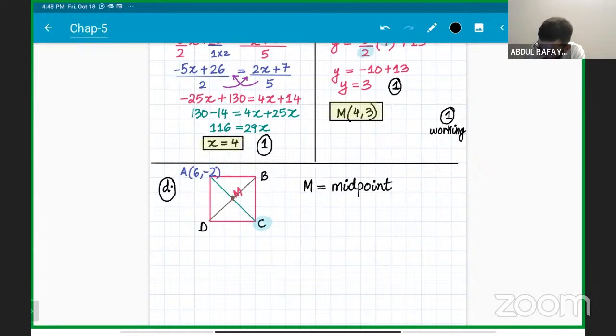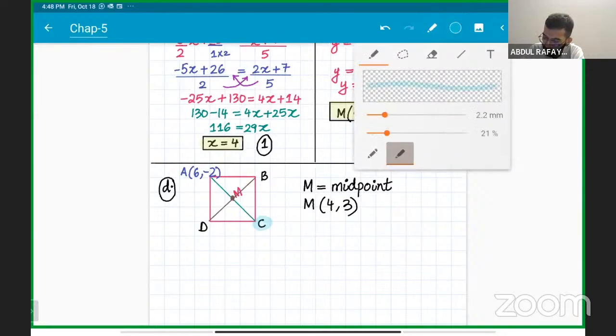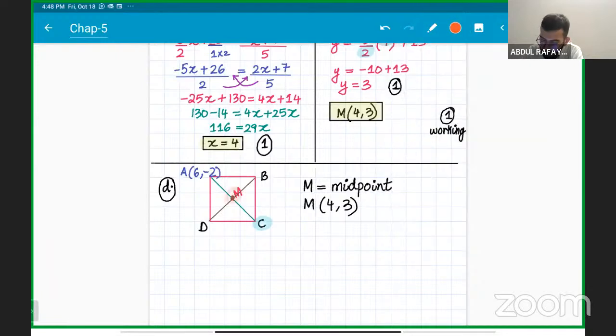Is everyone getting it, students? The M coordinate, that is 4,3, will work out as a midpoint, because the diagonals of the square, when they meet, always meet at the exact point, that is the midpoint, because of their properties that their lengths are the same everywhere, and they make 90 degrees. So that is why this M coordinate, students, in the highlighter, follow carefully.